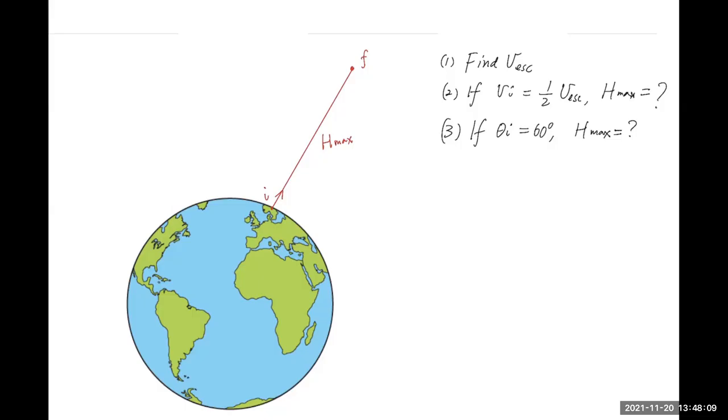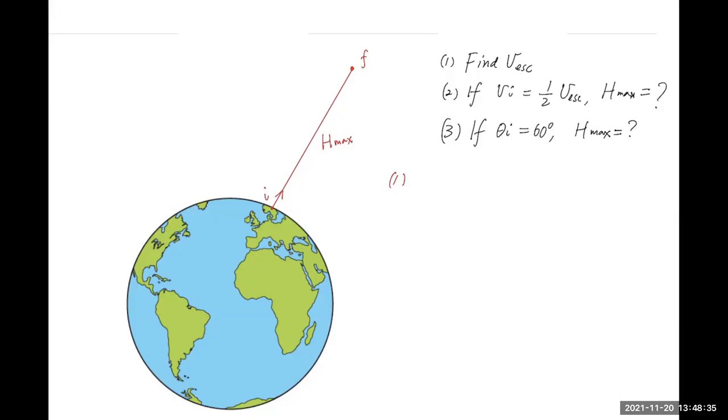And then we're going to take a look at what happens if the initial speed is half of that escape speed. Then, of course, it cannot quite reach infinity. We can see how high it can go. Okay, so let's look at the first part of this problem: find the escape velocity.